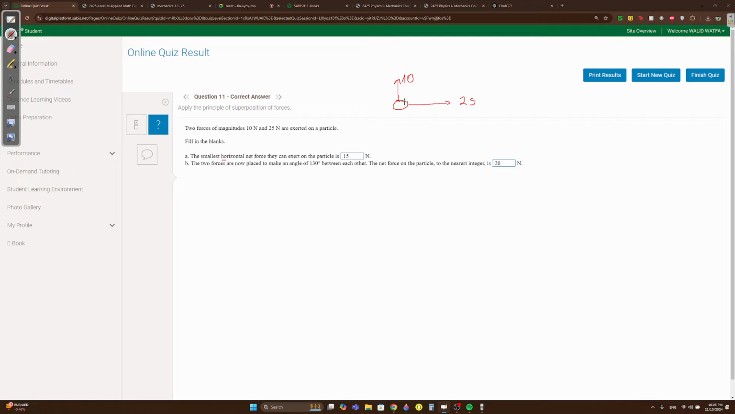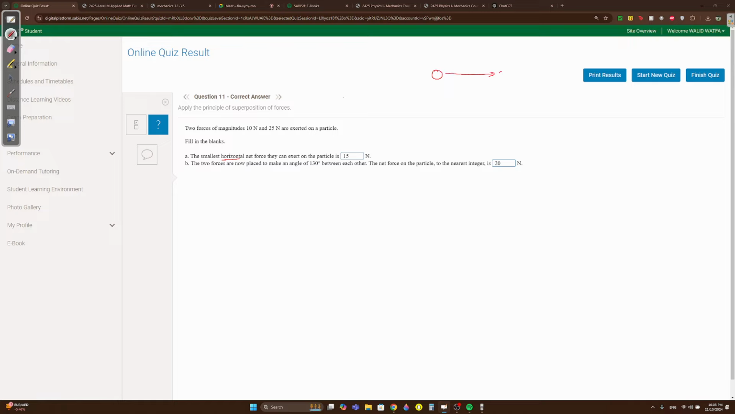If you add these up, you would resolve this into components x, y, and so on. But when would you have the smallest value? You'd have the smallest value horizontally if you had them like this, because when you subtract these two, you're going to get 15. If you don't trust me, I'll solve an example for you.